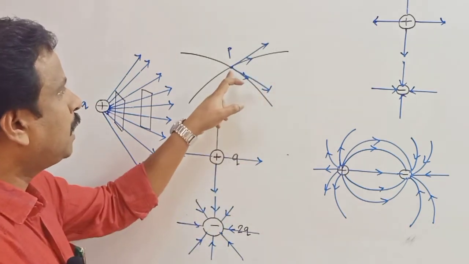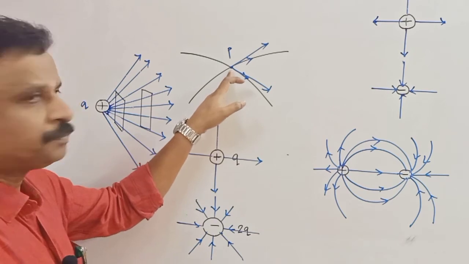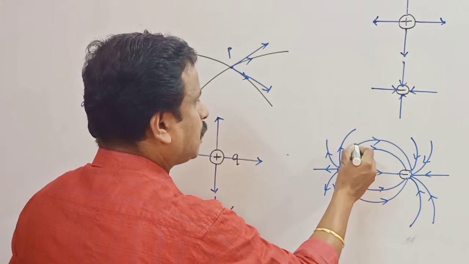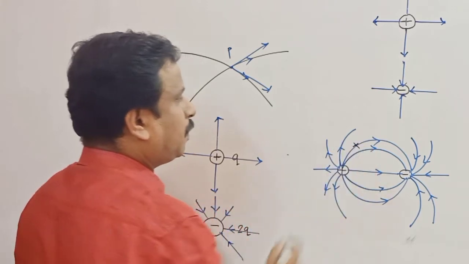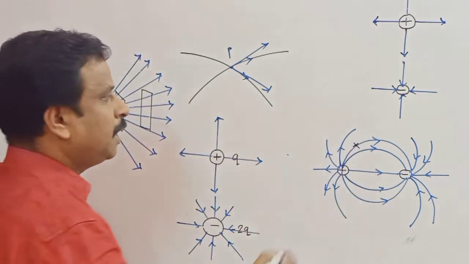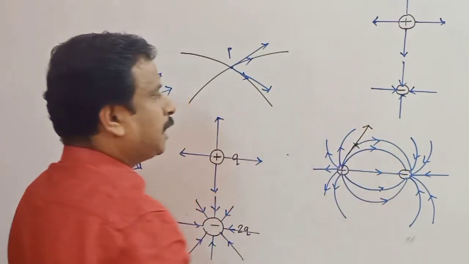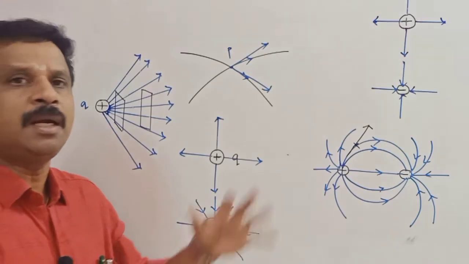See, if you want to have an electric field line, we can draw it here itself and show. So if you want to find out the direction of the electric field, at this point I just draw the tangent to the curve, and the tangent will show the direction of the electric field.